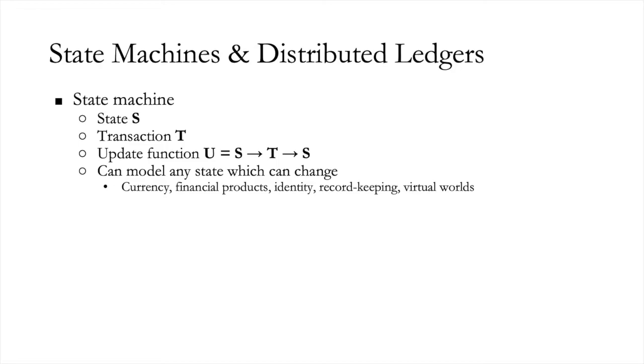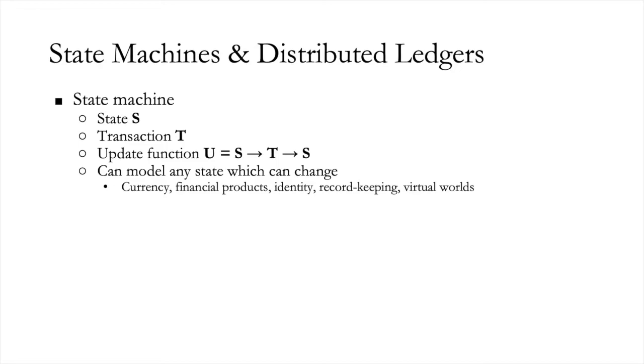This abstract model is very flexible. It can model any state which can change in a deterministic way according to which transactions are applied. It can be used to model a currency, or financial products, derivatives, bonds, options, stocks. It can be used for identity, or record keeping in a governmental context, or maybe a healthcare context. It can be used to model virtual worlds. Any game you've played has a state machine, perhaps including some randomness, but still with its basic form. A distributed ledger takes this kind of state machine and replicates it.